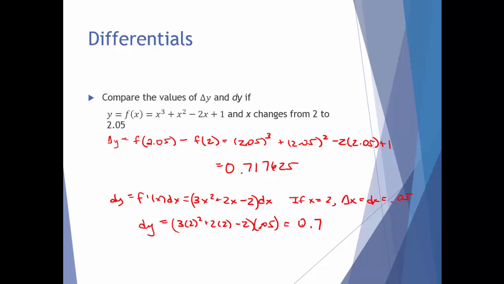And if you notice, they are not the same. They are, however, extremely close. If you use dy instead of delta y, you're going to be a little bit under your actual value.